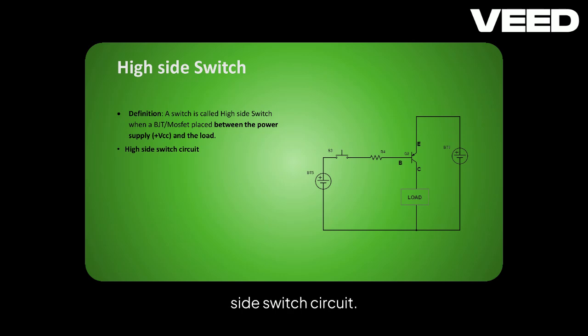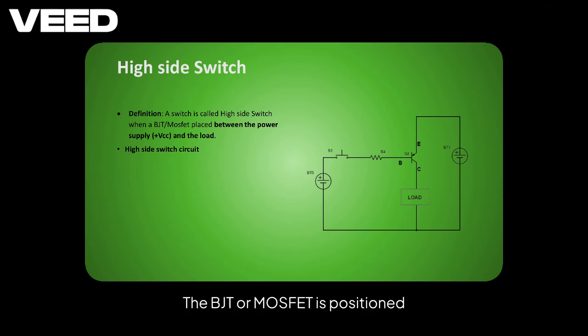Here, we see a high-side switch circuit. The BJT or MOSFET is positioned between the power supply and the load, allowing for effective control of the current flow. This setup is commonly used in many electronic devices.